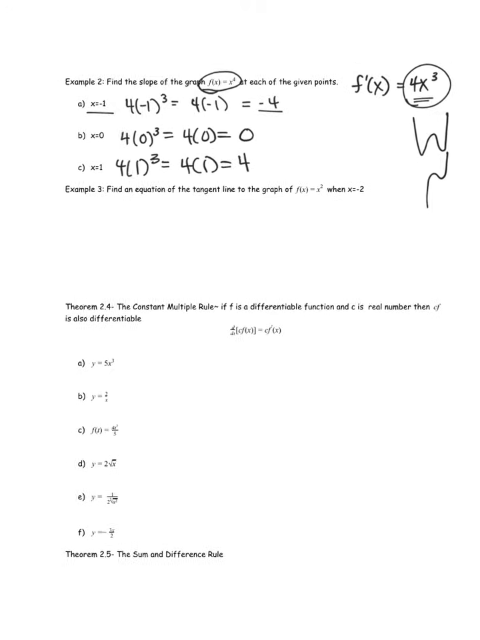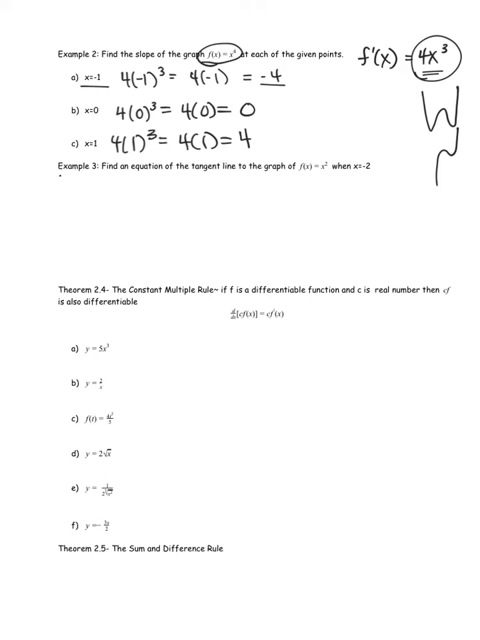Alright, this one is an important one. This one comes up on a test all the time. I've seen it so many times. Find the equation of a tangent line to a graph at f of x equals x squared when x is negative 2. So, first of all, they want an equation of a line.